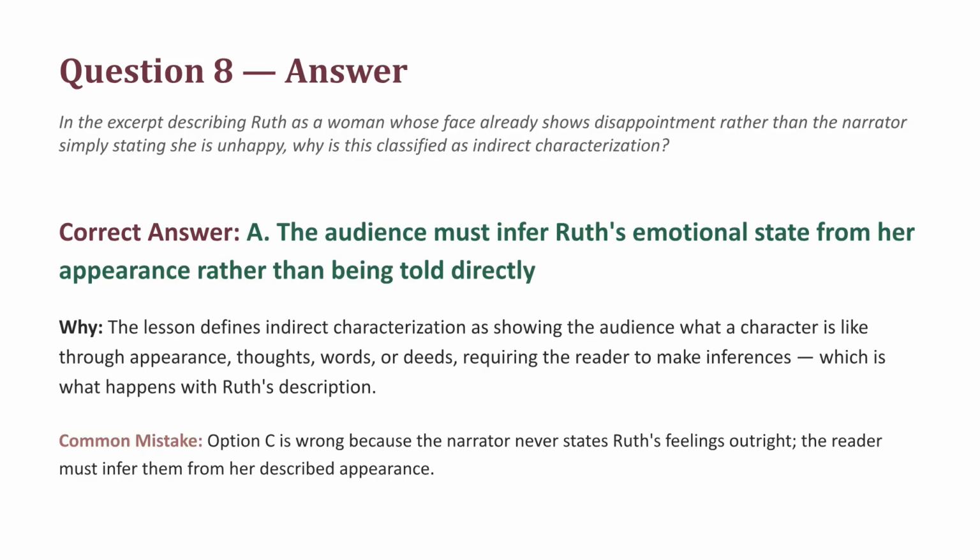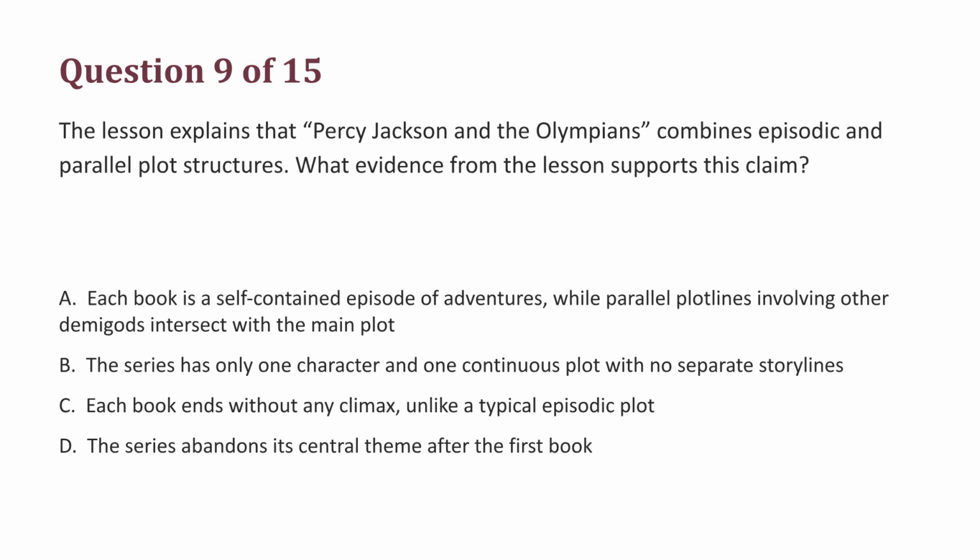Cognitive level. Analyzing. The correct answer to question 8 is A. The audience must infer Ruth's emotional state from her appearance, rather than being told directly. The lesson defines indirect characterization as showing the audience what a character is like through appearance, thoughts, words, or deeds, requiring the reader to make inferences, which is what happens with Ruth's description. Option C is wrong because the narrator never states Ruth's feelings outright. The reader must infer them from her described appearance.